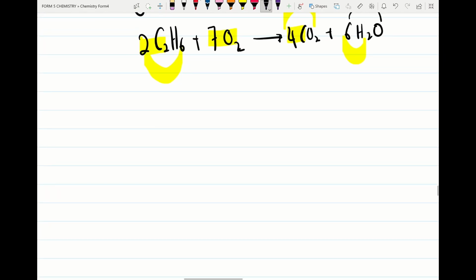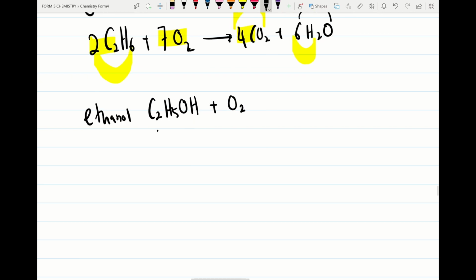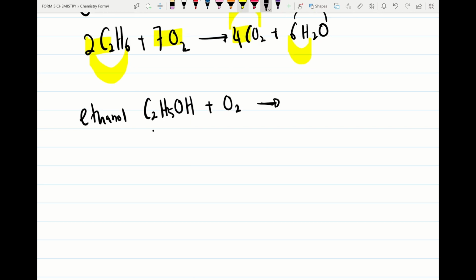Alright, so we try to do another example. Let's say ethanol C2H5OH undergoes the combustion process, the product will be carbon dioxide and water. Why? Because it's made up of carbon, hydrogen, oxygen. So this is an organic compound, carbon dioxide plus water. So first we balance the carbon 2. So I balance carbon 2. Second, we balance the hydrogen 5 plus 1 is 6. So 3 times 2 is 6.